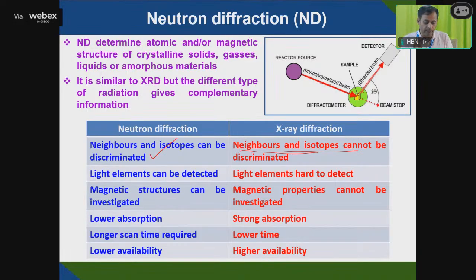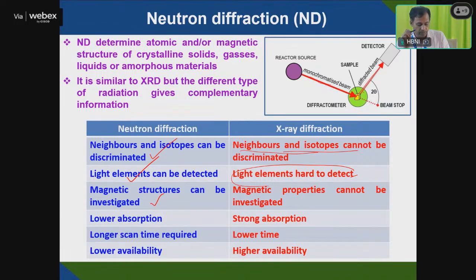But with neutron diffraction, you can take carbon-12 and carbon-13, or some other isotopes, and the discrimination can be done. Light elements are hard to detect with XRD, like carbon, hydrogen, nitrogen; you can't detect them with XRD, but that information you can get from neutrons. Magnetic properties, which can't be determined from XRD, you can determine from neutron diffraction.